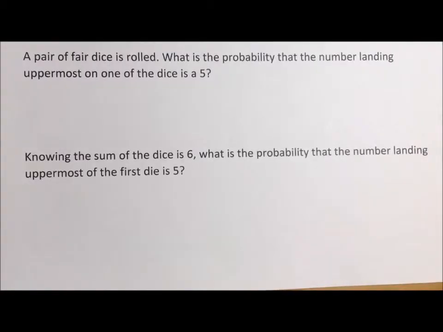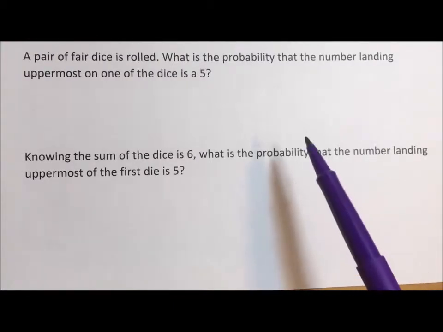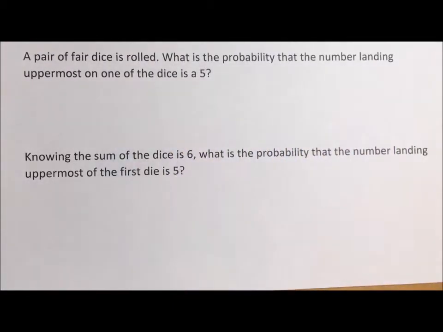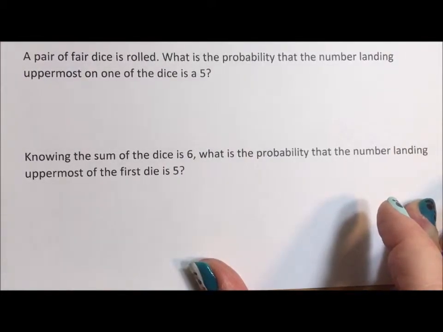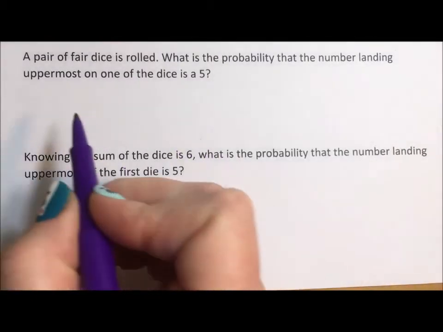Today I'm doing a series of videos on conditional probability. All right, a pair of fair dice is rolled. What is the probability that the number landing uppermost on one of the dice is a 5? Okay, this is done a little bit more easily visually, but visually takes a little bit of work.